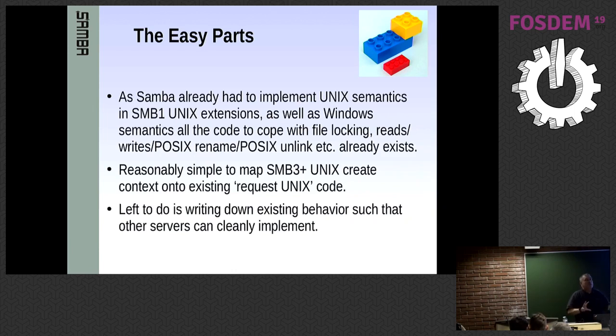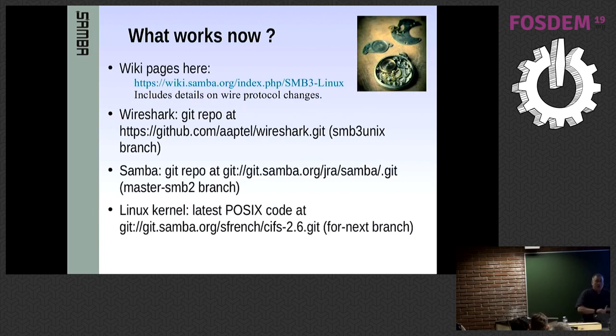I need to write down this behavior to make it explicit and write tests to make sure that everyone understands what the protocol should do and be. So, what works now? There's a wiki link, wiki.samba.org link that explains what the details are on the wire protocol changes. There is a Wireshark extension, I think Aurelien did, I think he's just left though, that actually will decode these extensions inside Wireshark. Here is my test branch, which I keep rebasing as master changes.